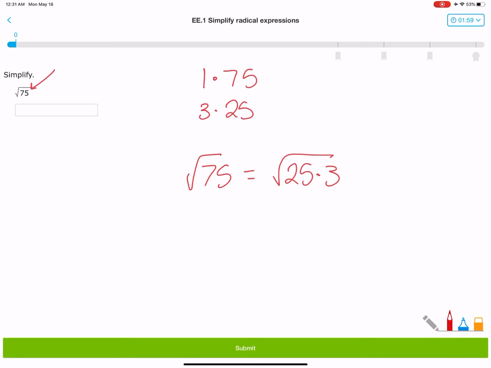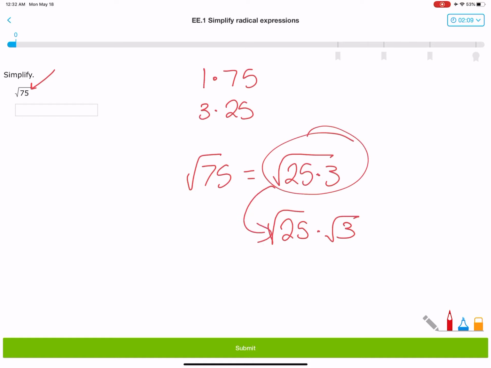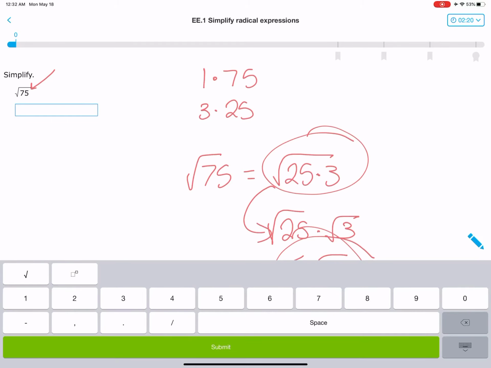Now, we can separate the square root, and it becomes the square root of 25 times the square root of 3. This is the same thing as that. Okay? Now the square root of 25 is 5. Square root of 3, and that's it. That's all you have to do for this. So 5 square root of 3. And we submit.